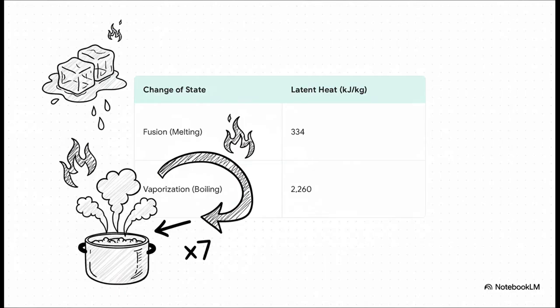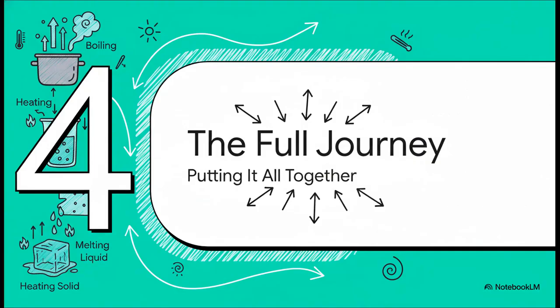Now, let's just put these two values side by side. Melting the ice took a huge 334 kilojoules per kilogram, but turning that water into steam, that takes an absolutely colossal 2,260 kilojoules per kilogram. It takes almost 7 times more energy to boil water than it does to melt ice. That's just incredible.